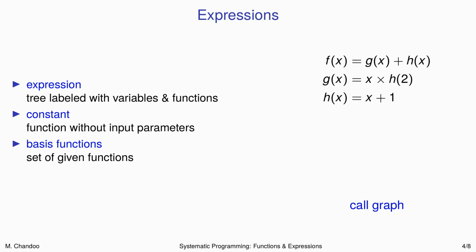The call graph of such a set of definitions is defined as follows. First, add a vertex for each function. And then, if the defining expression of a function contains another one, then add an edge. So in this case, since the defining expression for f contains g and h, we draw an edge from f to g and from f to h. And since g's expression contains h, we draw an edge from g to h.